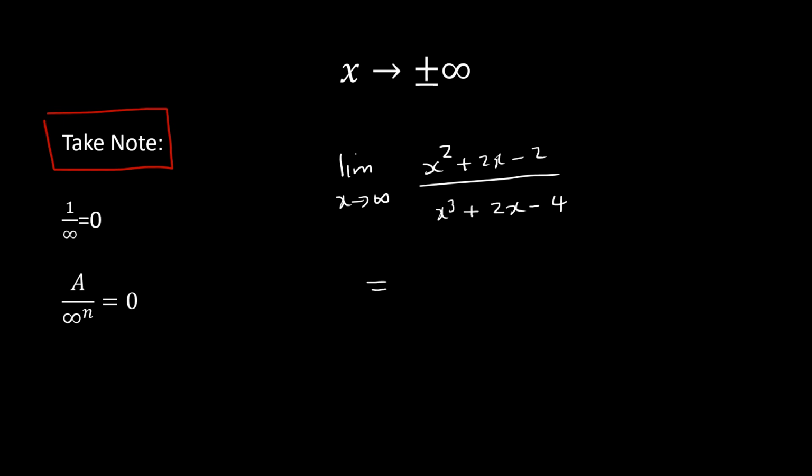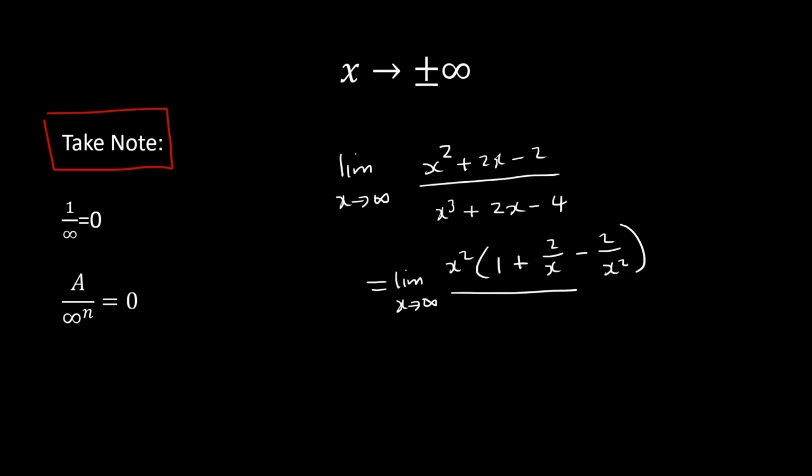So what you're going to do every time, you will remove the term with highest power or highest exponent as your common. So at the numerator, you can see the highest exponent is 2. So I'll remove x exponent 2. Then I'll be left with 1. Here I'll be left with 2 over x. Here I'll be left with 2 over x squared.